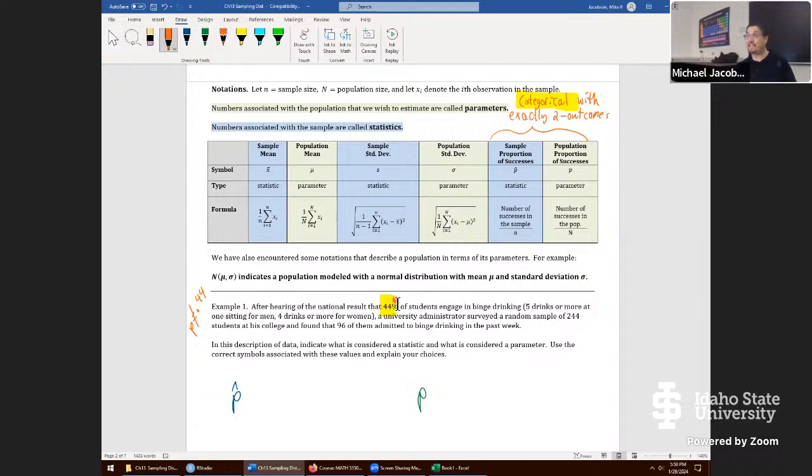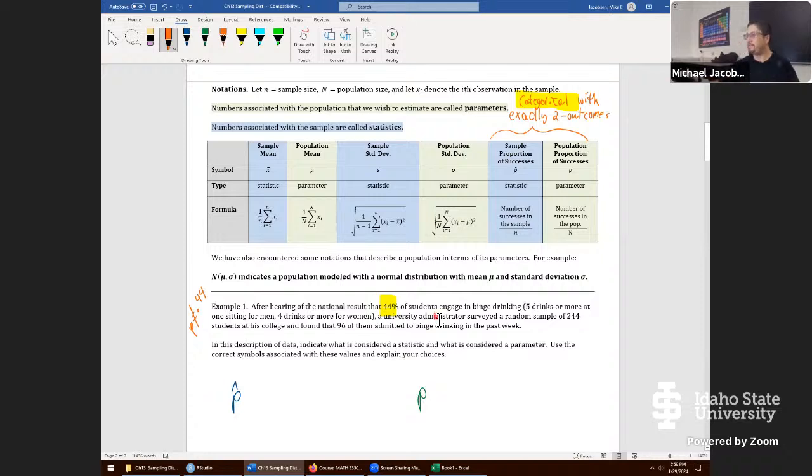So this is one of the additional reasons we're studying this problem. Sometimes when we do inferential statistics, there are multiple populations we're trying to consider all at the same time. So that 44% right here, that's the national result for students engaging in binge drinking. So we're looking at an overall larger population of everybody in the nation. We're assuming possibly USA when we say that.